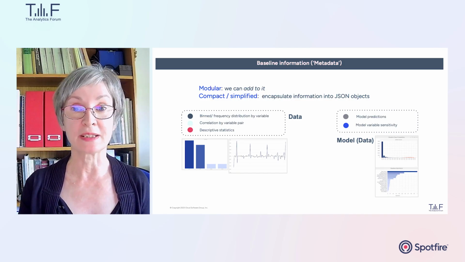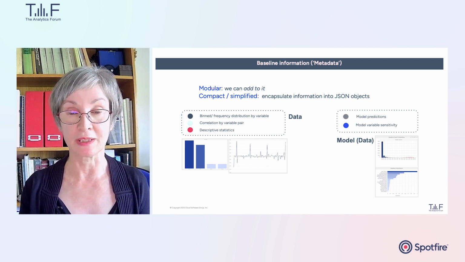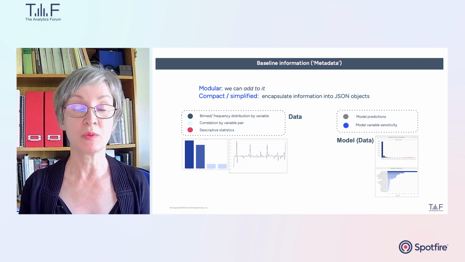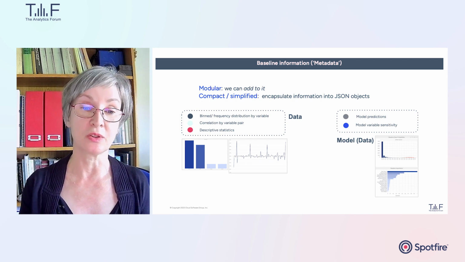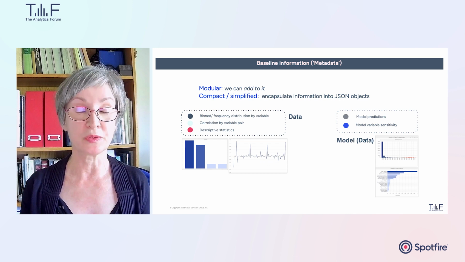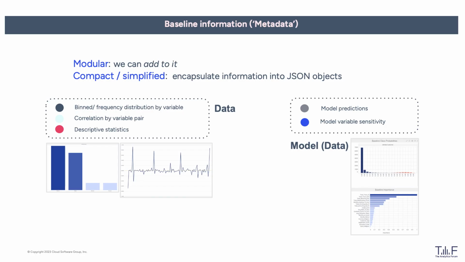Now, I mentioned baseline information. We also call it metadata because we assume that we don't necessarily have the training data set. It might be too big, or there might be security concerns. But what we store instead is information about this data. It could be, for instance, for a categorical variable, the frequency distribution of that variable, or a binned continuous variable, correlation of pairs of variables, or descriptive statistics on the data, as we show on the left here as an example.